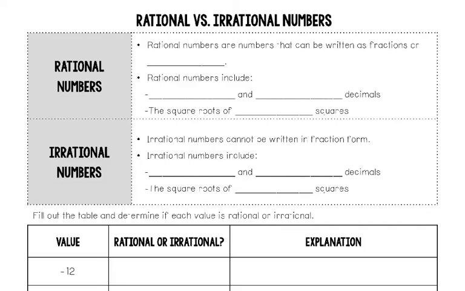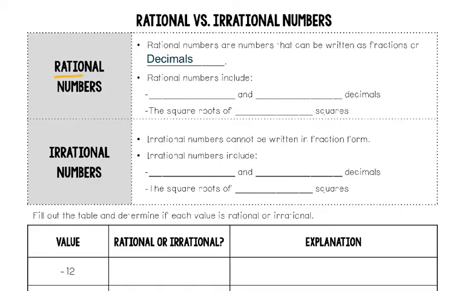The first one is rational numbers. Rational numbers are numbers that can be written as fractions or decimals. If you notice, the word rational has the word ratio in it. Ratio means fraction. So any fractions or decimals are called rational numbers. Most numbers that you know are rational.